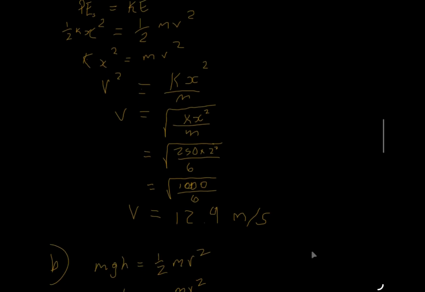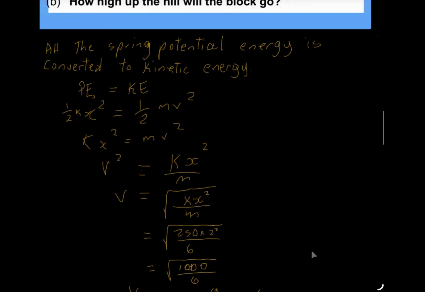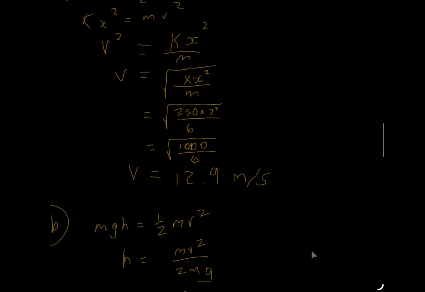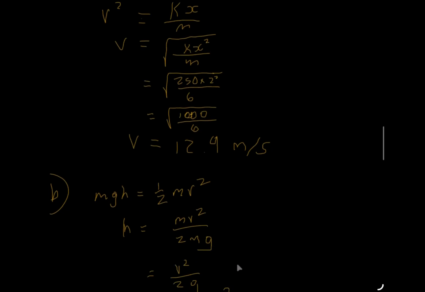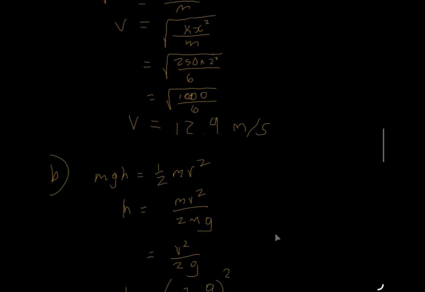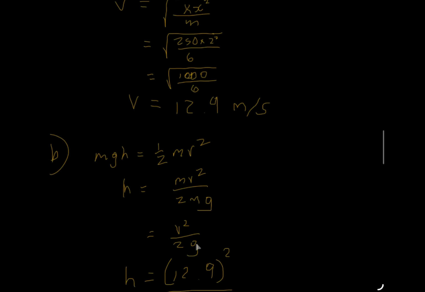Part B, we're asked to find the height, or the h, so we're going to set mgh equal to half mv squared. And so solving for h, h is equal to mv squared over 2mg, but we can divide the m's into each other, so h is equal to v squared over 2g.